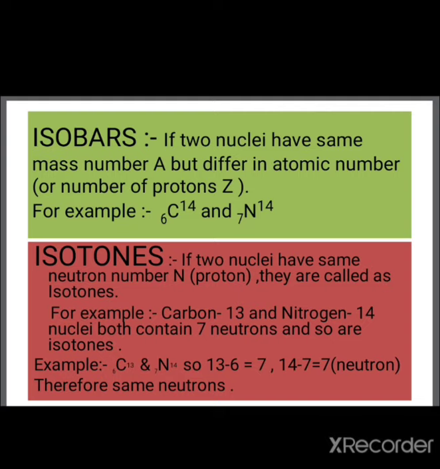Next, we have to discuss what are isobars. If two nuclei have the same mass number A but differ in atomic number, or number of protons Z, for example 6C14 and 7N14, you can see in these two examples that they both have the same mass number A but different atomic number.